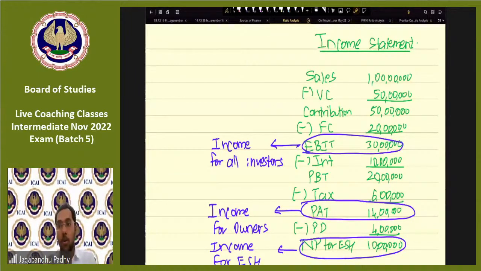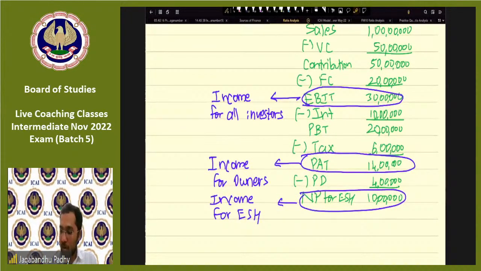But who is having the preference to claim money? The preference share. The name suggests that they have a preference to claim rights over the profits of the company. On this 14 lakh, the first right is with the preference shareholder. So you pay the preference dividend, and finally this 10 lakh is the income for the equity shareholders.